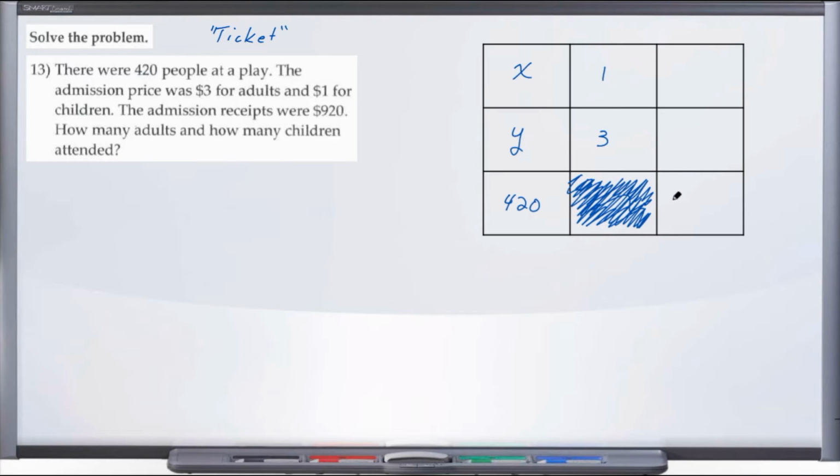And then for ticket problems, this bottom right-hand box is always going to be the total money that was brought in from ticket sales. And we can see the admission receipts were $920. So that'll go there. And to fill these two far right boxes in, we're just going to multiply from left to right. So X times 1 is X, Y times 3 gives us 3Y.